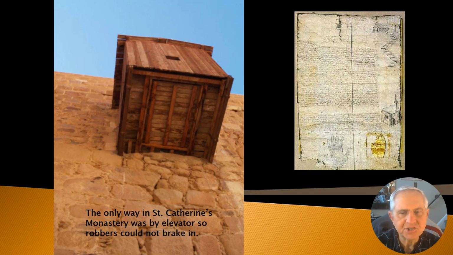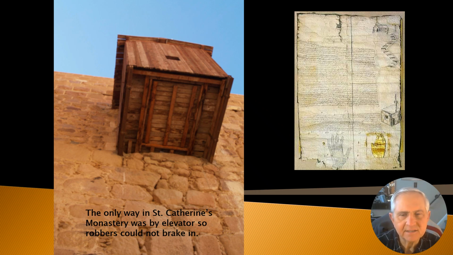Now, in the Middle Ages, the only way you could get into St. Catherine's Monastery was by an elevator, so robbers couldn't break in, and so the Muslims couldn't break in. You have a trap door there, and they would let down a rope and pull you up into the monastery.